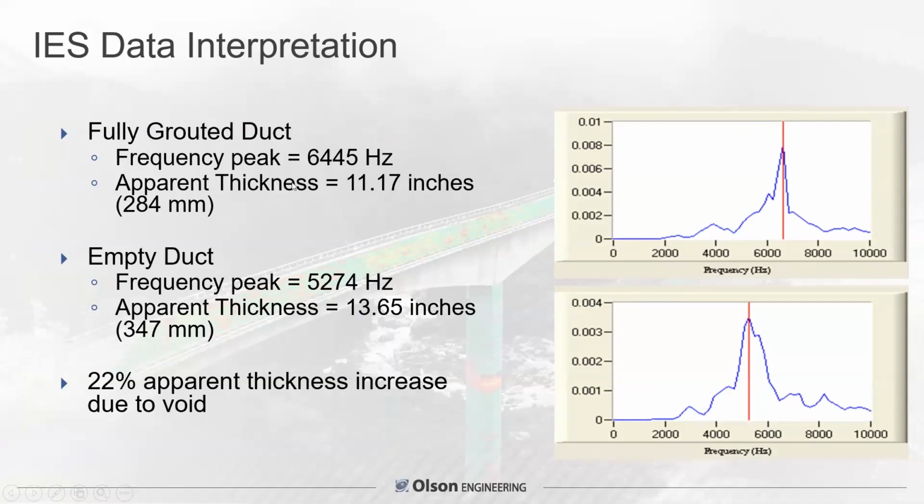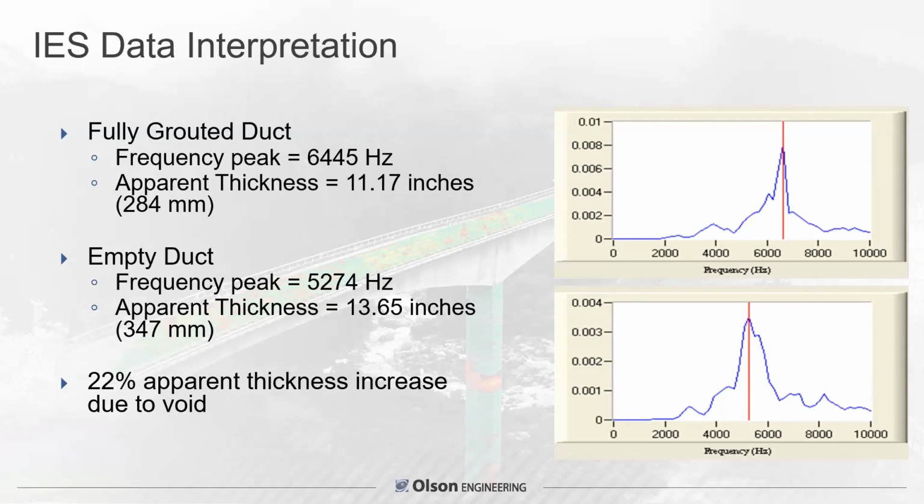It has a comparatively much slower velocity than the concrete, so it looked thicker than the normal 10-inch wall thickness. The empty duct, on the other hand, in the lower right impact echo result, shows a peak at 5274 hertz. That corresponds to almost 14 inches. This 22% apparent increase in thickness of the echo is due to the void.